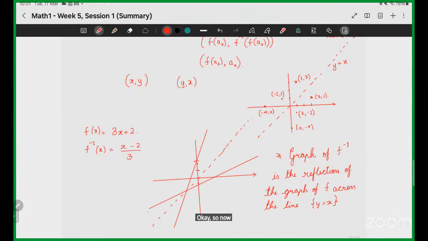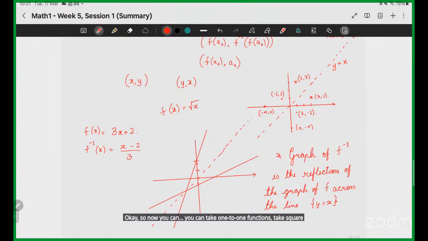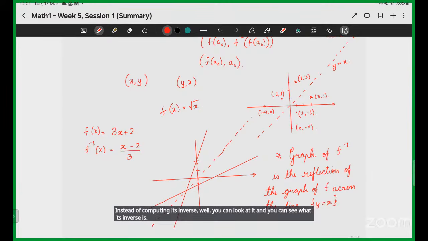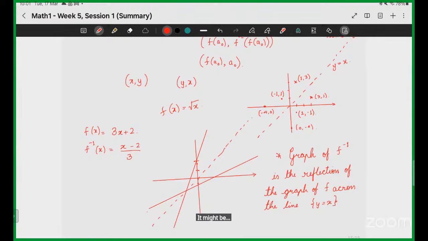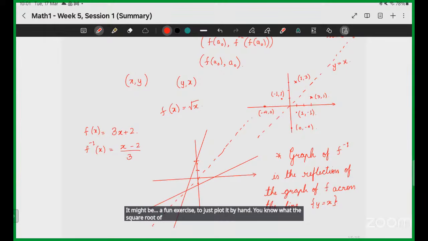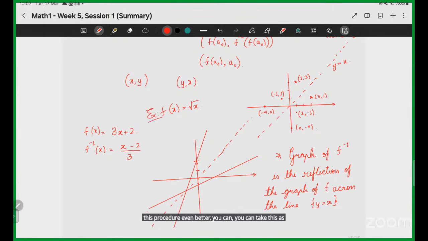Now you can take one-to-one functions, take square root of x. Instead of computing its inverse, you can look at it and see what its inverse is. It might be a fun exercise to plot it by hand. You know what the square root of x looks like. Then try to compute its reflection just visually, and then try to guess what the inverse of the function is. To understand this procedure even better, you can take this as an exercise.